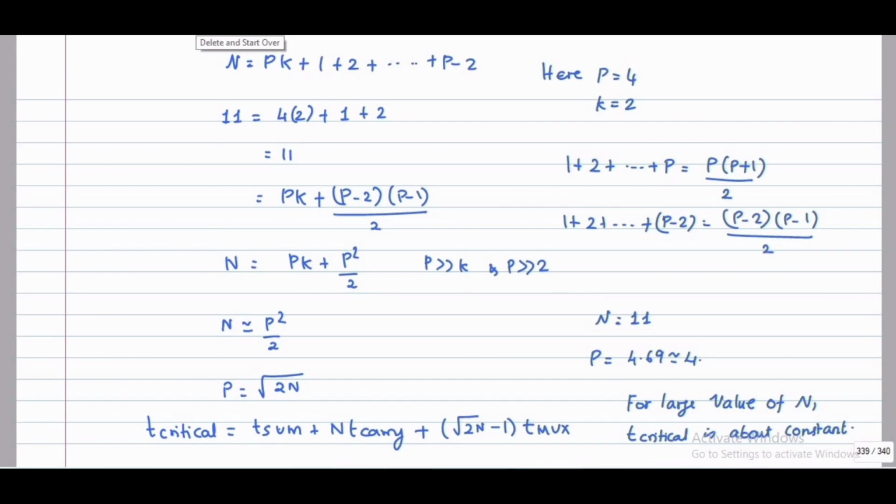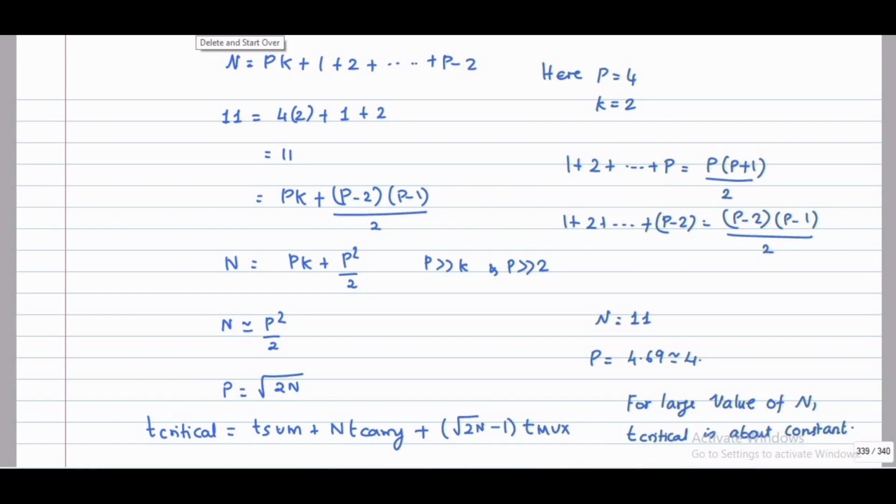And since the p value is greater than k, I can further reduce the expression so that n is equal to p square by 2. From this, I can write p is equal to root of 2n. Since the value of n is equal to 11, if you substitute in the value of p, you will get p is equal to 4.69. I approximated it to 4.